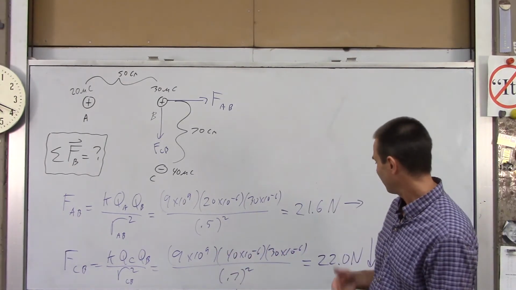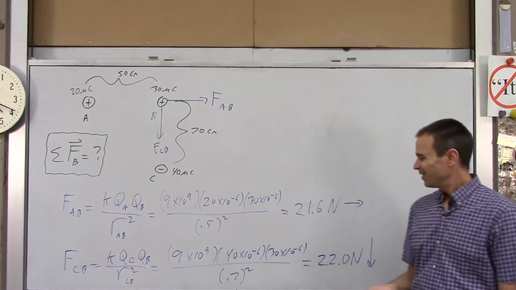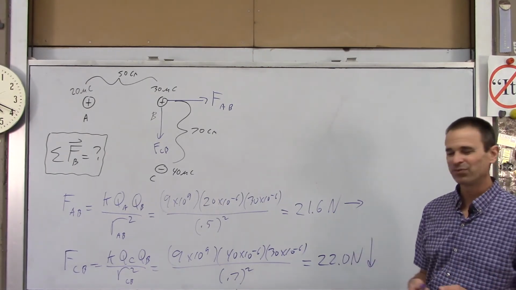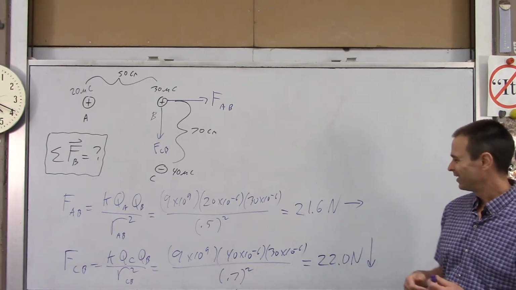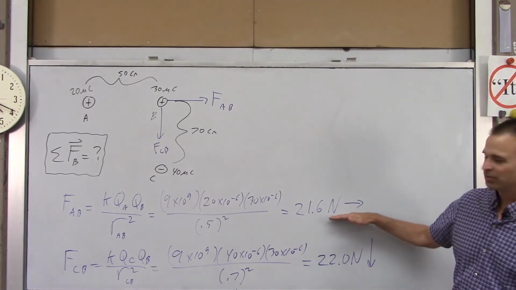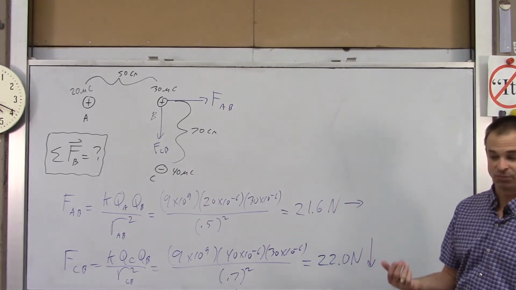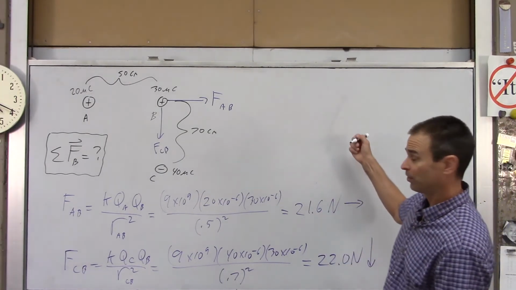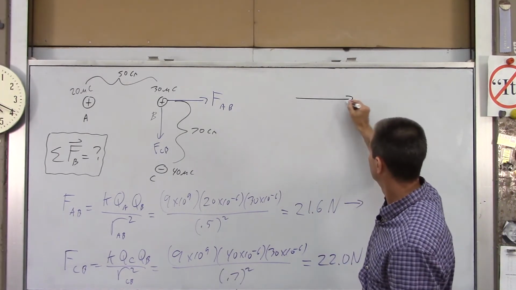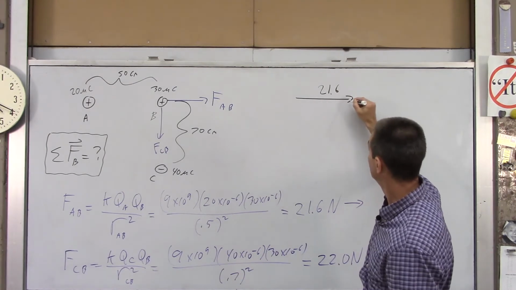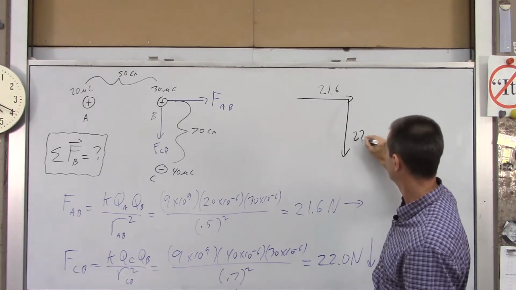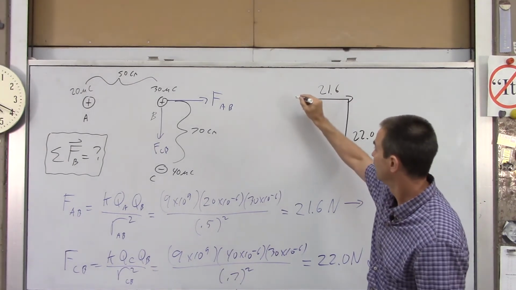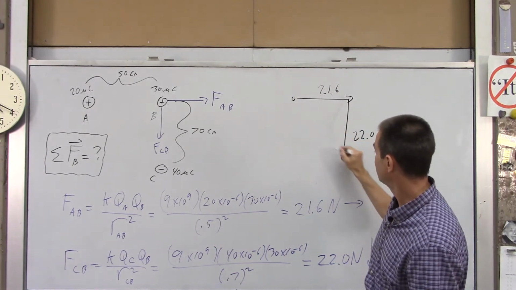All right, so now I've got to find my net force. This is going to harken back to our old friend, the vector. You've got one vector pointing right, one vector pointing down. You have to vectorially add those together. So I'll draw a little vector triangle. We've got 21.6 newtons to the right. We've got 22.0 newtons down. We started there. We ended here.